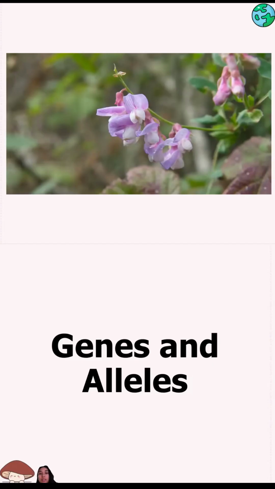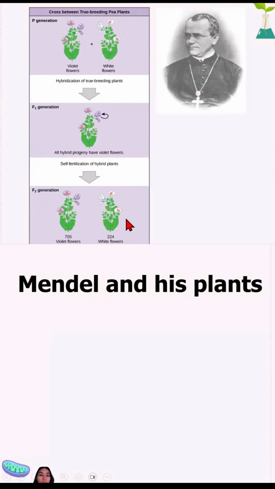Hello, in this video, we are going to talk about genes and alleles. This is the first video on genetics, and we are going to be talking about how certain traits get inherited from parent to offspring. For example, in this picture, we see a plant with characteristics such as purple flowers. What are the genes and alleles involved in that? That is what we're going to cover.